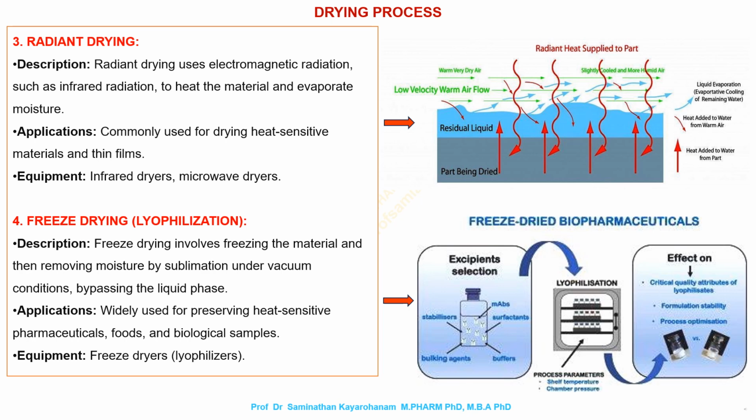3. Radiant drying. Description. Radiant drying uses electromagnetic radiation, such as infrared radiation, to heat the material and evaporate moisture. Applications. Commonly used for drying heat-sensitive materials and thin films. Equipment. Infrared dryers, microwave dryers.